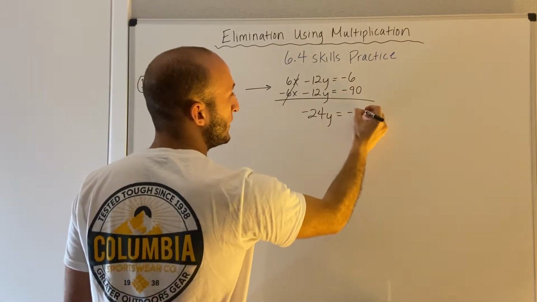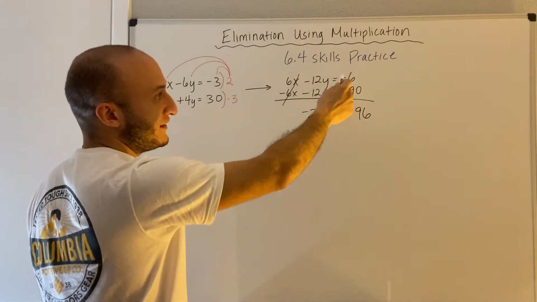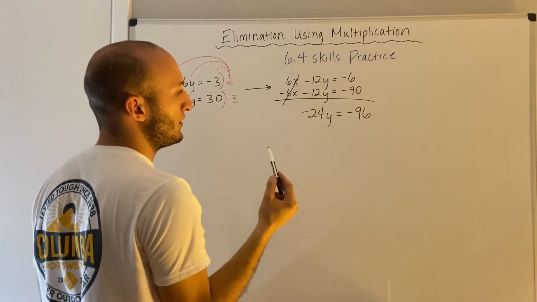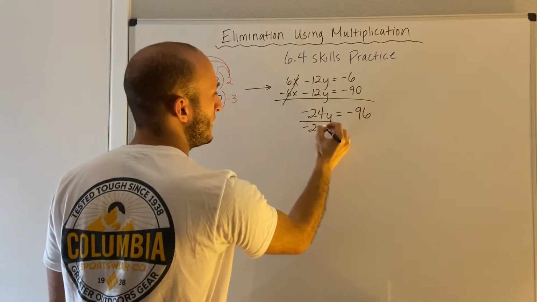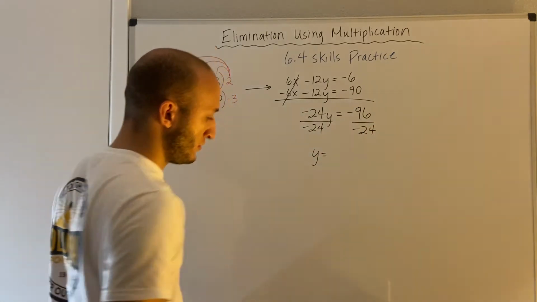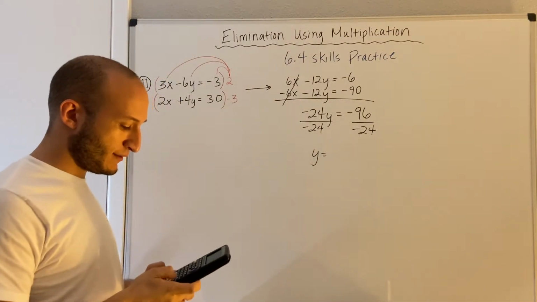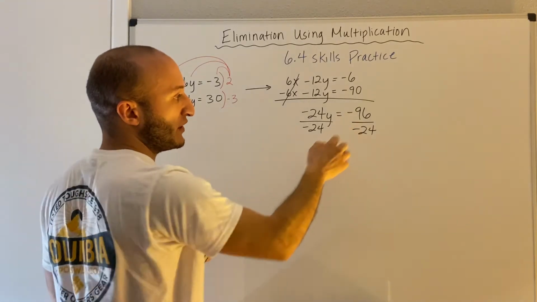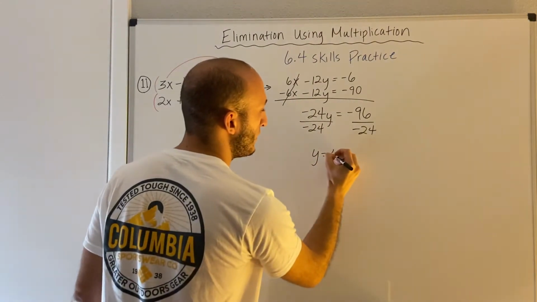Equals negative 96. Okay, all I'm doing is taking the sign of the number. So negative 6 minus 90. Once we do this, we're gonna divide by negative 24. Okay, and I get y equals, let's see, 96 divided by 24. Remember, negative over negative becomes positive. So this ends up equaling 4.